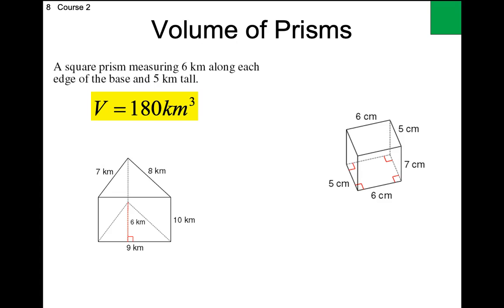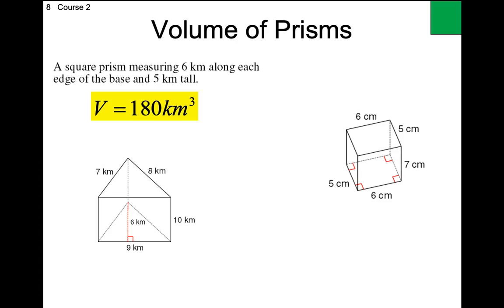Notice I didn't say I have a cube, it says I have a square prism. That means the bases are squares. That doesn't mean that the sides are square. It could be if it's called a cube. But if it's called a square prism, the only thing you're guaranteed is that the bases are squares. The sides could be rectangles.